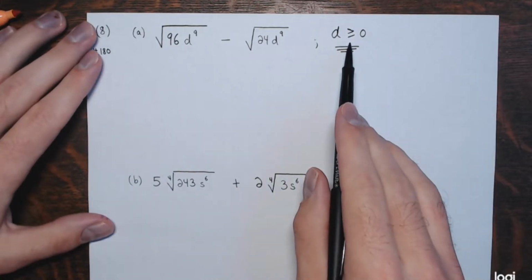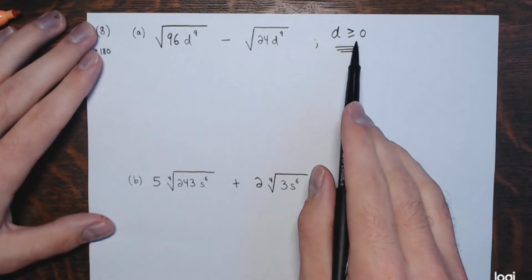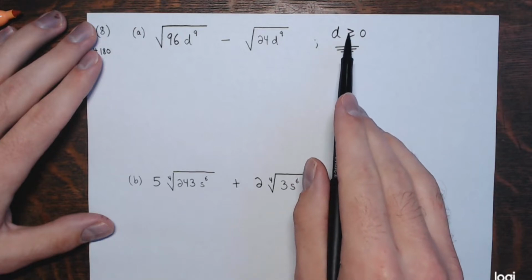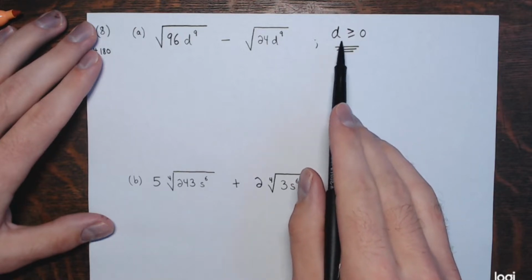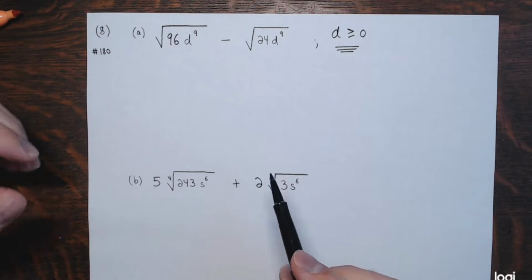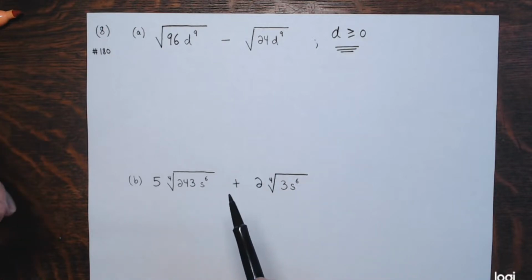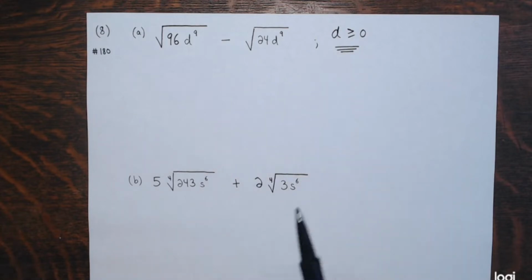And if that's the case, if we assume that d is greater than or equal to 0, then we don't need any absolute value symbols if they ever are necessary. They won't be needed because the variables aren't representing negative numbers anyway.